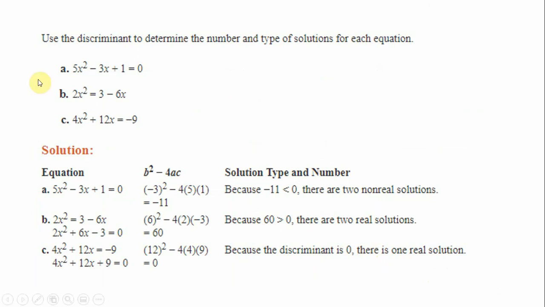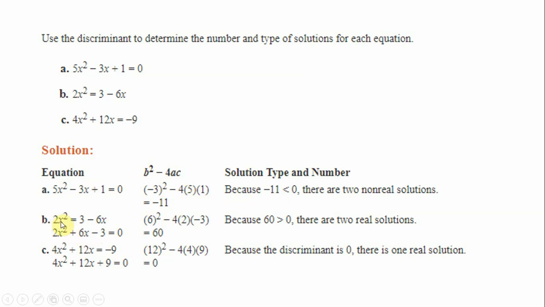Here are a couple more that are in the slides for you to go over. Here's 5x squared minus 3x plus 1 equal to 0. I'm just looking at b squared minus 4ac. This one's negative 11, so that tells me I have two solutions. They are complex, and they're complex conjugates, because I have the plus i and the minus i versions of the square root of 11.